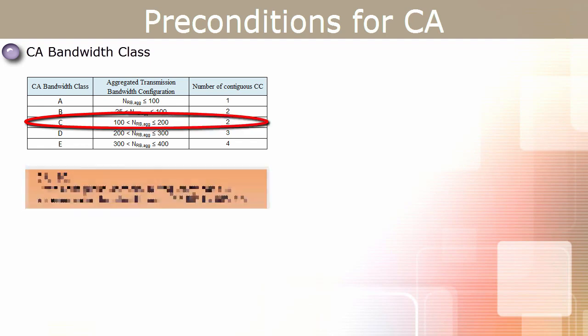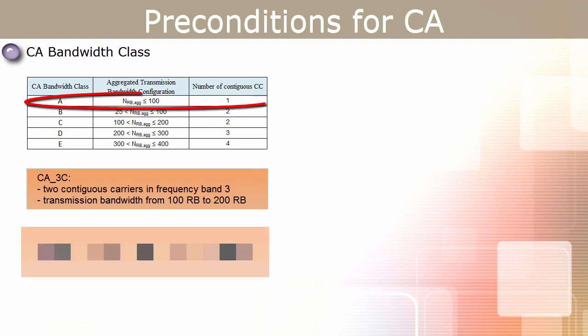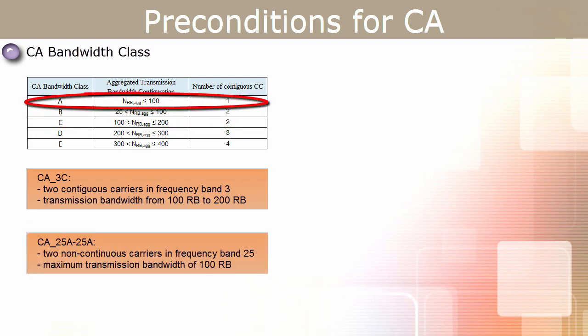If I say CA3C, it means this UE would be able to aggregate two contiguous carriers in frequency band 3, and it can get transmission bandwidth from 100 resource blocks to 200 resource blocks in combined manner from these two contiguous component carriers. If I say CA25A25, it means this device is able to aggregate two non-contiguous carriers in frequency band 25. Each component carrier will provide a maximum transmission bandwidth of 100 resource blocks.